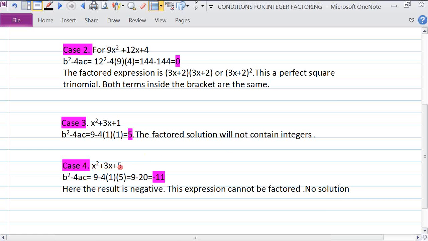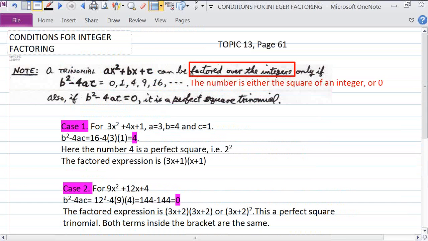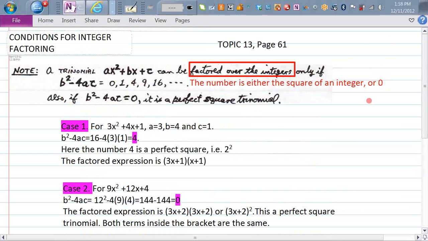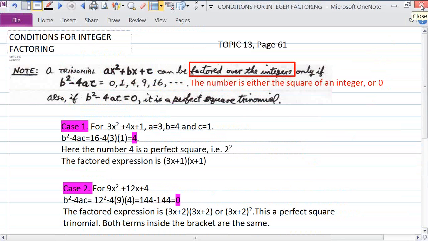In this case, we get b squared is 3 squared minus 4ac. There's a, there's c, 1 times 5. So 9 minus 20 is minus 11. Here the result is negative. This expression cannot be factored, so there's no factorable solution here to this expression. Well, this completes our review of page 61.